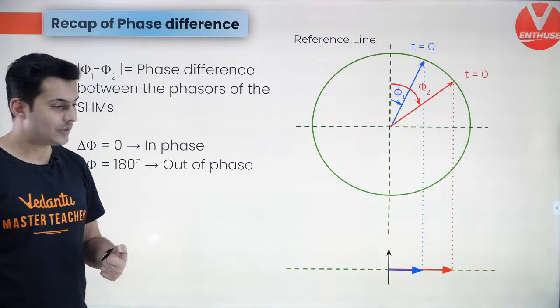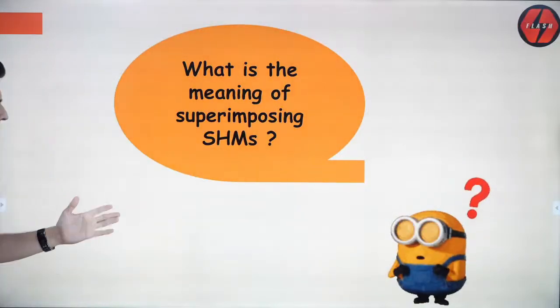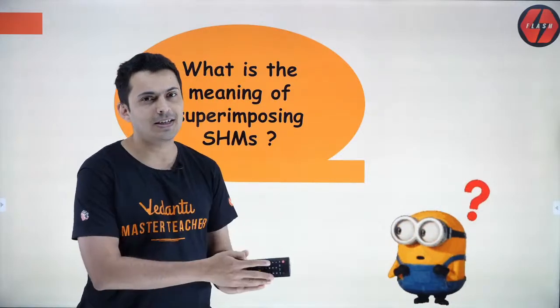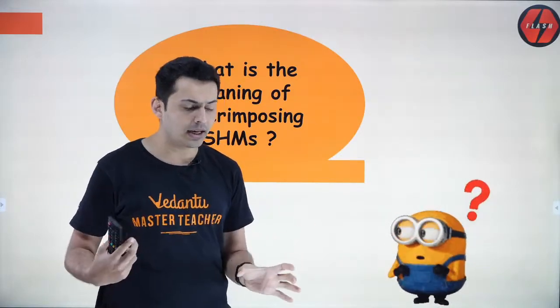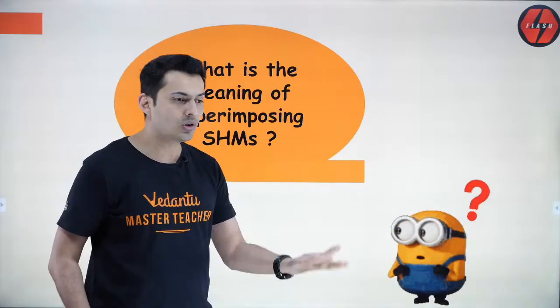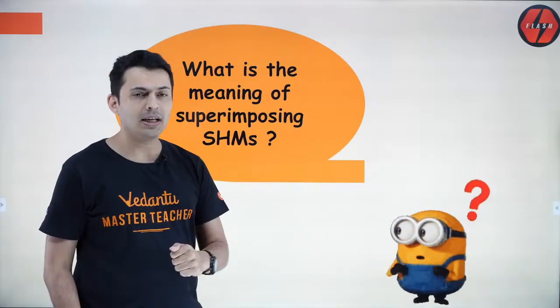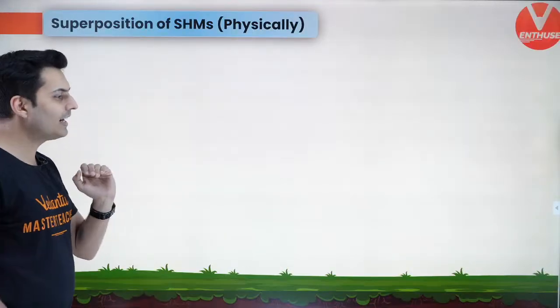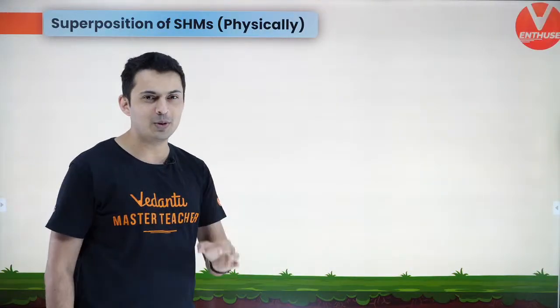All right. So now let's talk about the important aspect of today's class. What is the meaning of adding two SHMs? What does it exactly mean when I say I want to superimpose two SHMs? Superimposition, adding, all these words are very similar, guys. So let me create a very nice example.